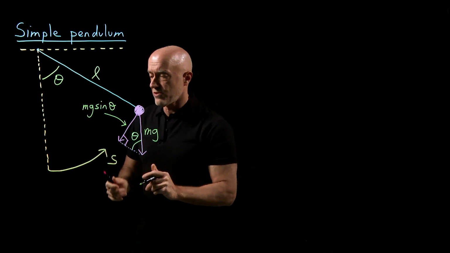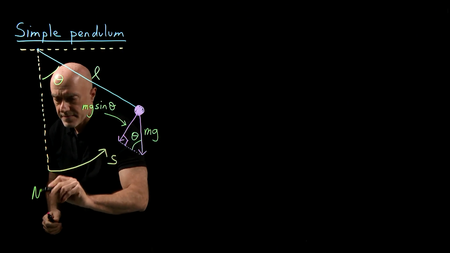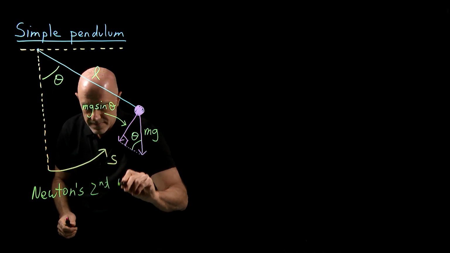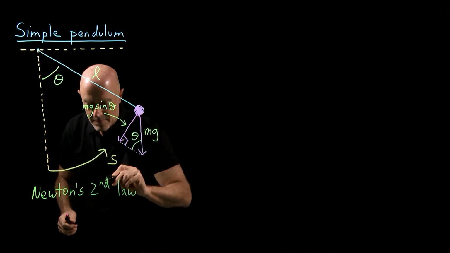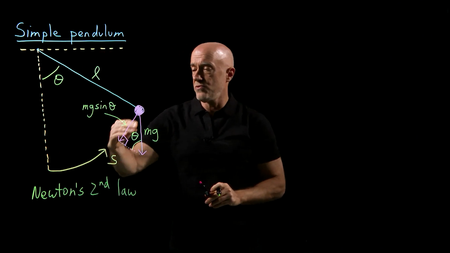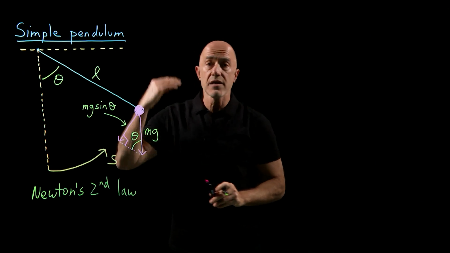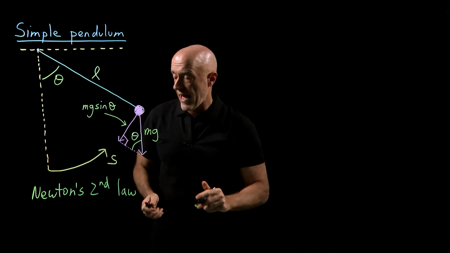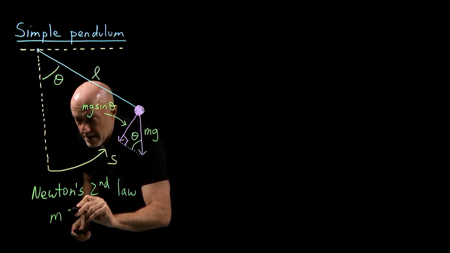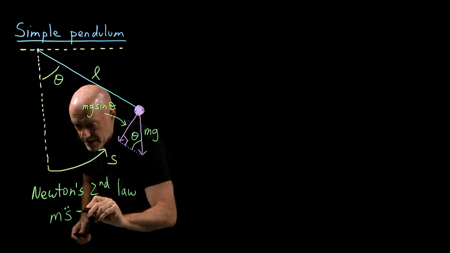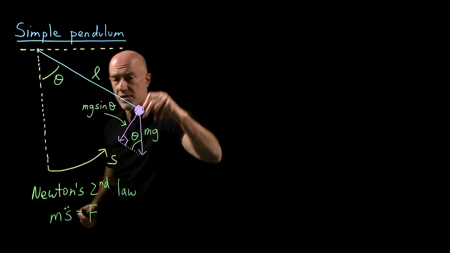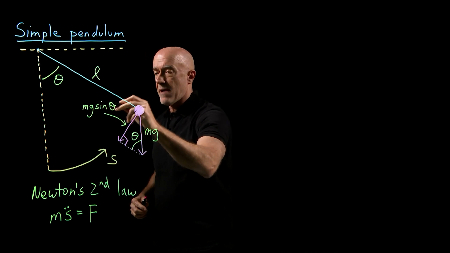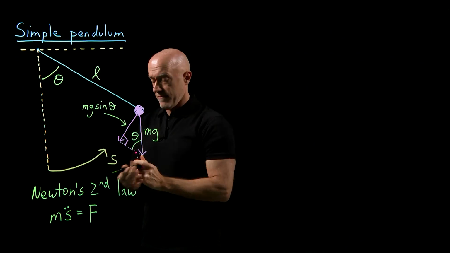What we want to do now is write Newton's second law. The idea then is to write Newton's law along the arc length. So F equals ma. So our ma here will be m s double dot, and that's the force along the arc, which will be here in the negative direction, so it will be minus mg sine theta.